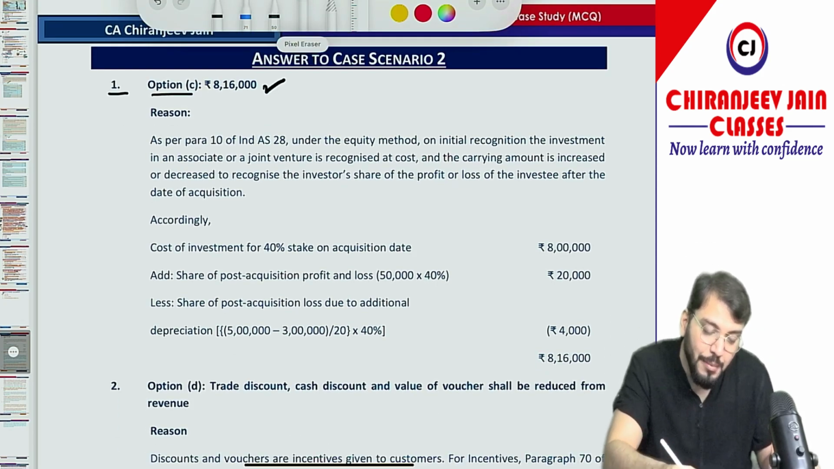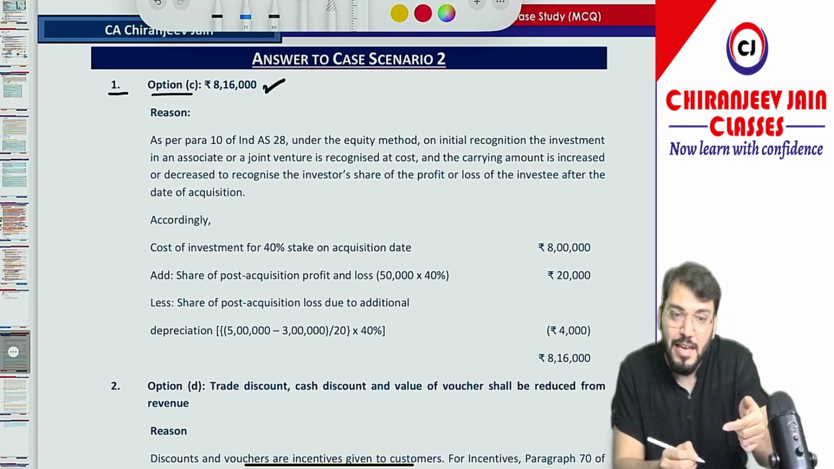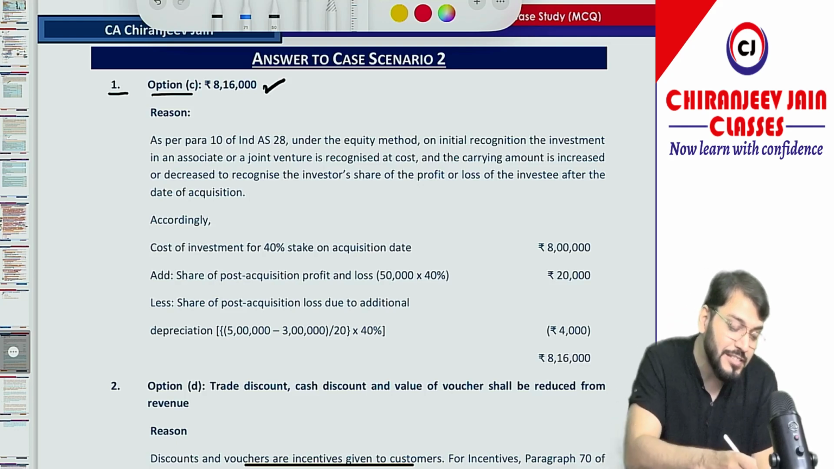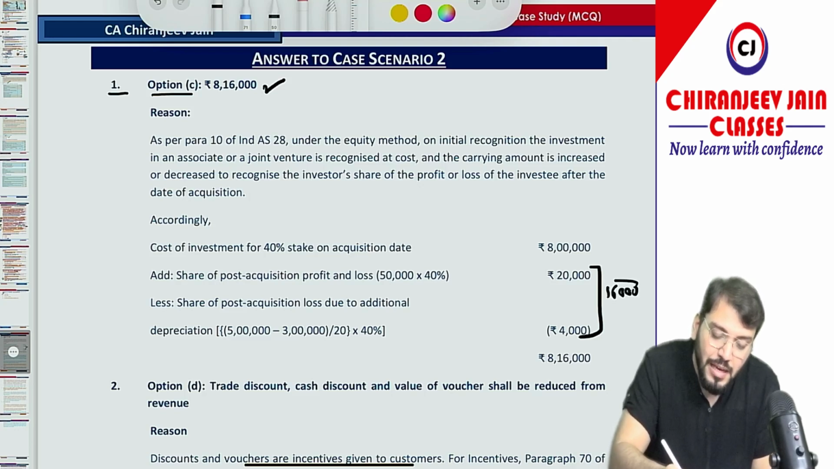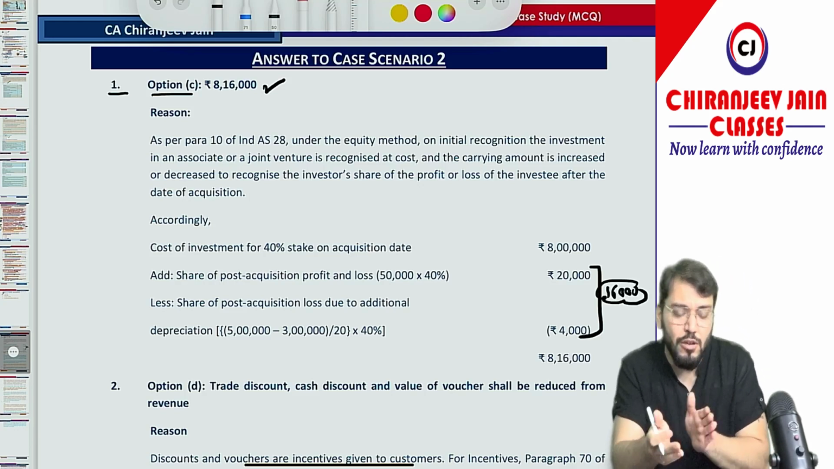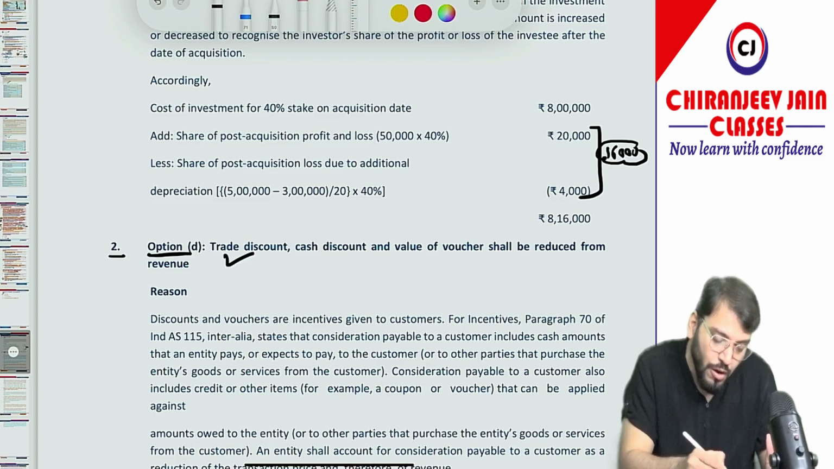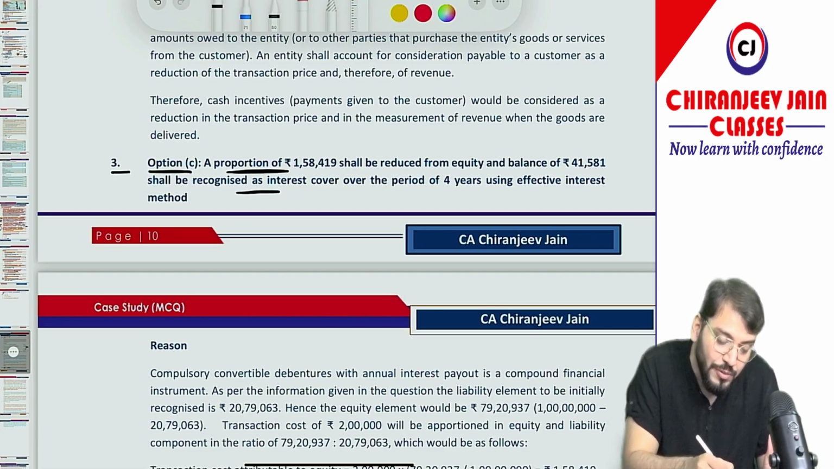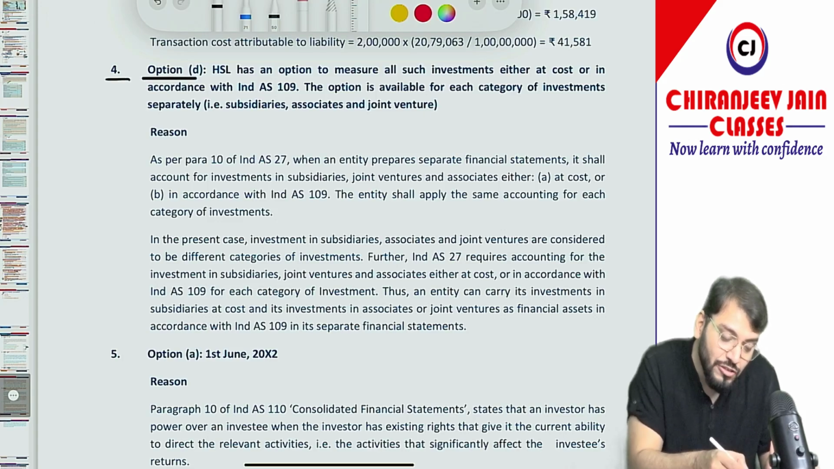You can see they have added 20,000, meaning 50,000 of 40% they have added, and then they deducted the depreciation separately. The depreciation was 10,000 of 40%. I have done the net amount, meaning the 16,000 net amount, and they have done it separately. So you can do it separately or as a net amount, both will give the same answer. Point number 2, option number D, of course it is correct. Point number 3, option number C is correct, that only we have chosen. Point number 4, option number D is the only correct one.